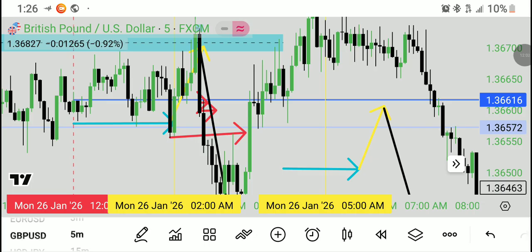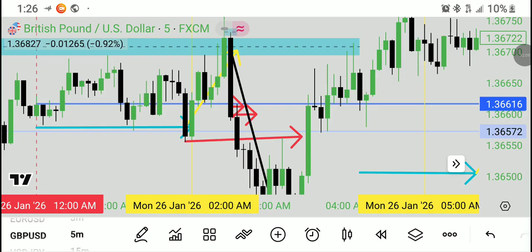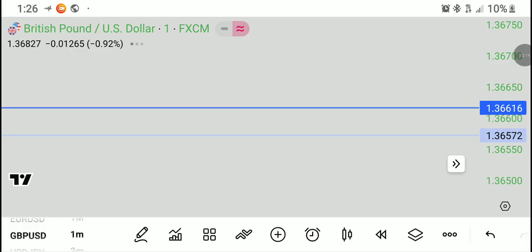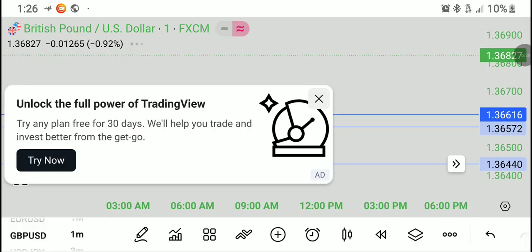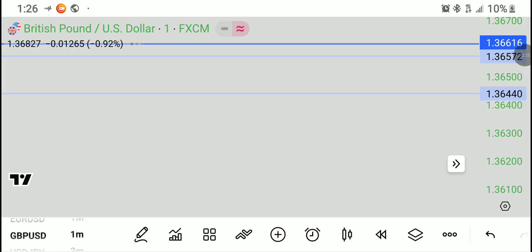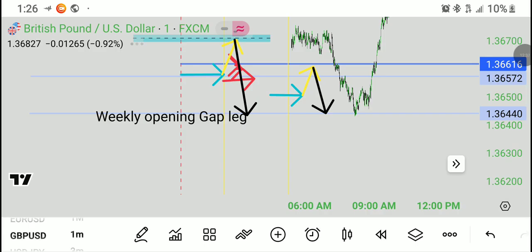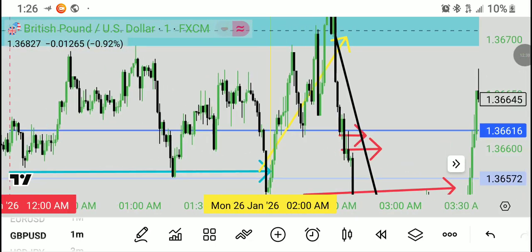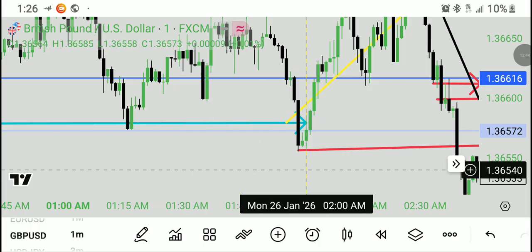Okay, so I want to teach you how you can pick your entry and where you will pick it. Let's go to the 1 minute time frame. You can see we are now on the 1 minute time frame, so I want to bring out the previous Monday where we were doing our teaching. Here is the 1 minute time frame. Here is 2 o'clock a.m.